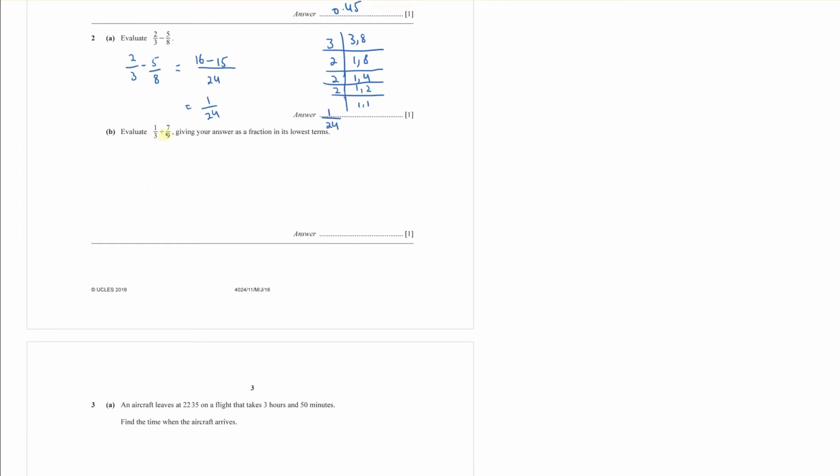Evaluate 1 over 3 divided by 7 by 9, giving your answer as a fraction in its lowest terms. So I can convert this division sign into multiplication. So 1 by 3 multiplied by, since I converted this into multiplication, I have to take the reciprocal of this fraction. So that gives me 9 over 7. And I can cancel this 3 with this 9. 3 times 3 is 9. So 3 times 1 is 3. And then you get 7 in the denominator. So your answer is 3 over 7.